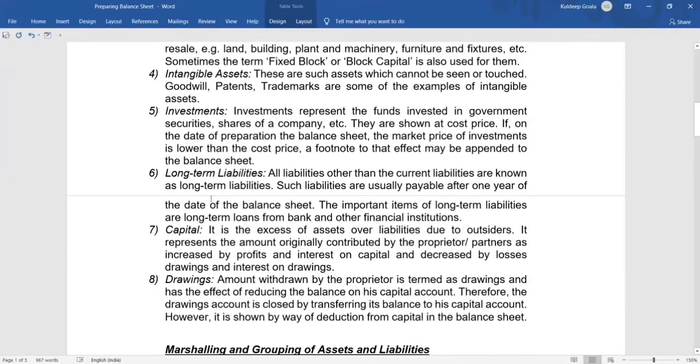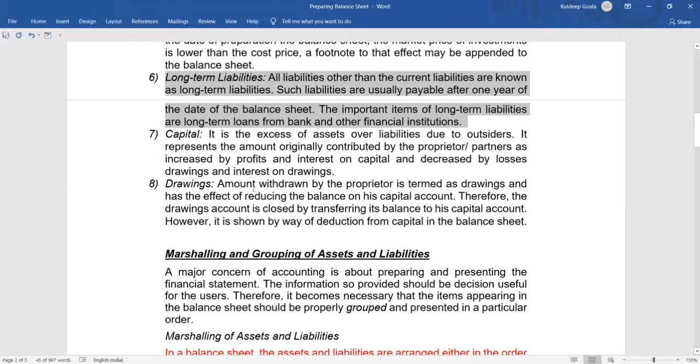So all these things are there. Along with that, we have got long-term liabilities. In the long-term liabilities, as I already told you, those liabilities which have a life of more than 1 year or are to be paid after 1 year. Then capital, you all are aware of capital and drawings, so we are not going to discuss that.